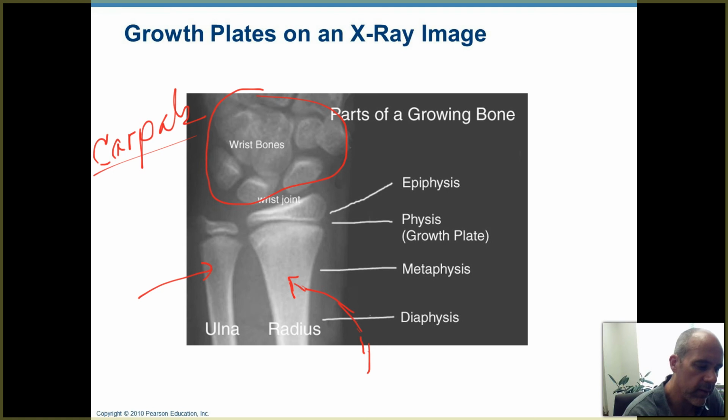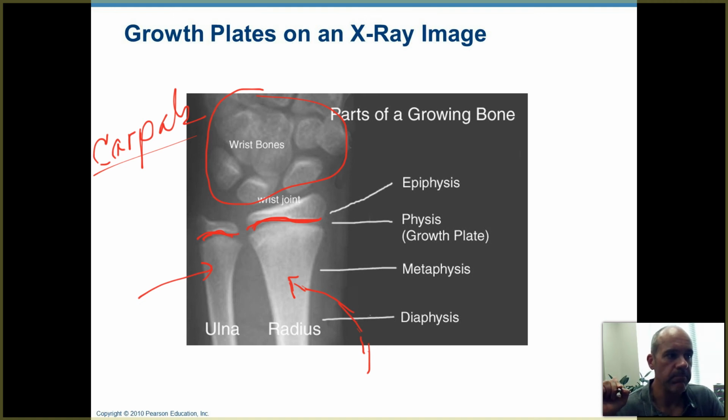And then if you look right there and right there, you have a little strip that's darker on the x-ray. That's the growth plate. Because bony tissues are very dense, they show up as white on an x-ray. Cartilage tissue is much softer. It's not nearly as dense. So when the x-rays are beamed through the bone, they're able to pass through that cartilage tissue, and they hit the x-ray film and they darken it. So you'll see the growth plates on an x-ray of a child or an adolescent appear dark like that.